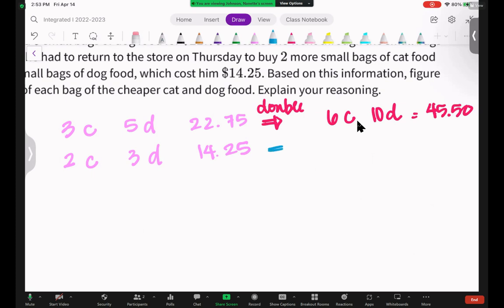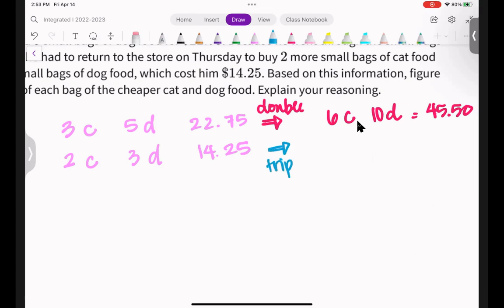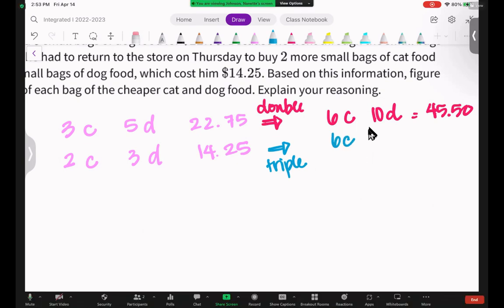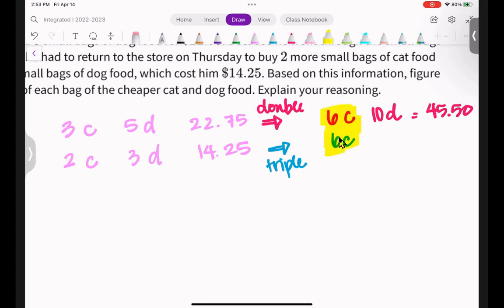Does that make sense? Because now if I triple this, right, now I get 6 small bags of cat food, which is what I want. I want 2 of them to be the same. Because if I can get them to be the same, then I can look at the difference between the purchase price and the purchase, and then I'm good. Okay, so then let me triple the whole thing.